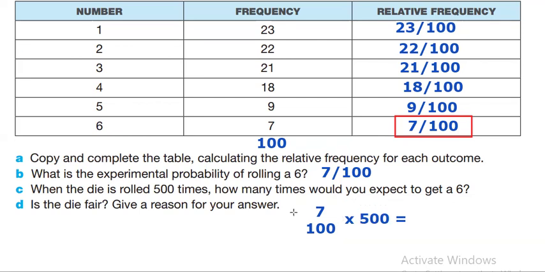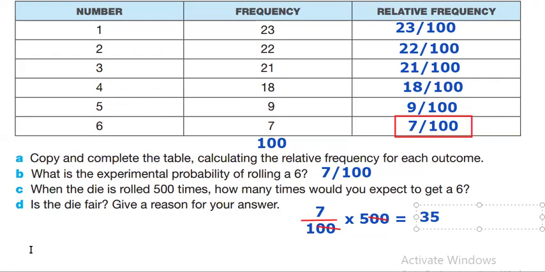Let me put the line. So these zeros will be canceled together. So 7 times 5 will be 35. So the answer is 35 times. That's the idea of answering a question like this. So focus on relative frequencies and experimental probabilities and how to find the answers for this question.